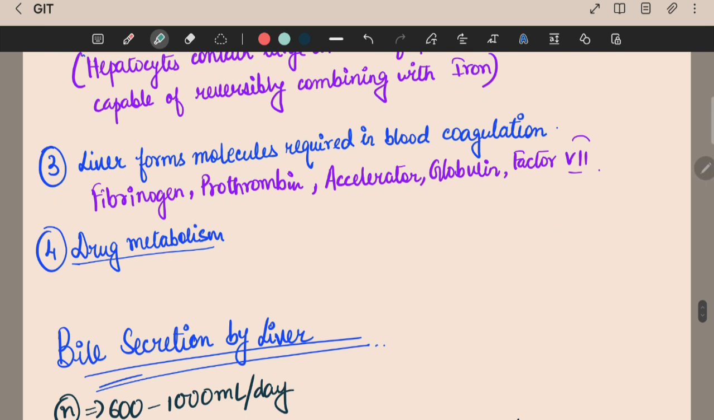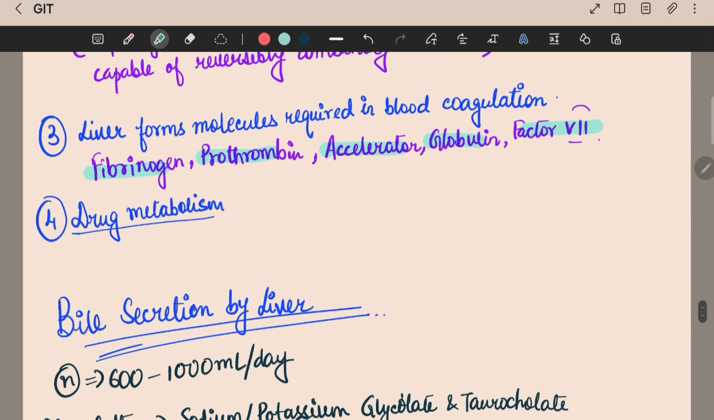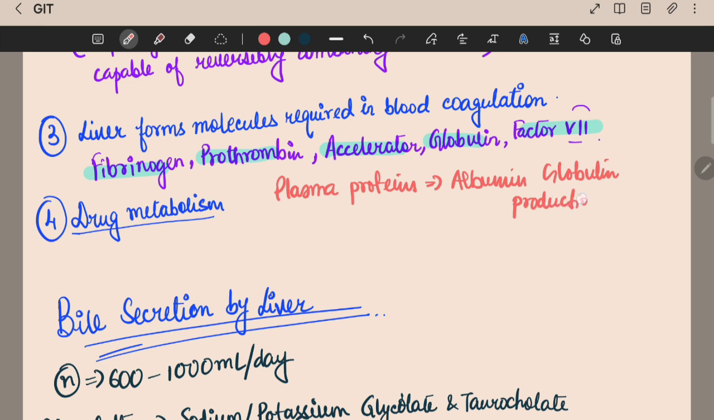Liver also forms major proteins in blood coagulation factors, then certain plasma proteins. They are all produced by the liver. So over here fibrinogen, prothrombin, accelerator globulin, factor 7 are produced. Other than that, plasma proteins like albumin and globulin are also produced in the liver. Now drug metabolism: there is drug interaction, and certain liver based enzymes, the CYP enzymes, are all dealt with in drug metabolism. I'm not going into the details.